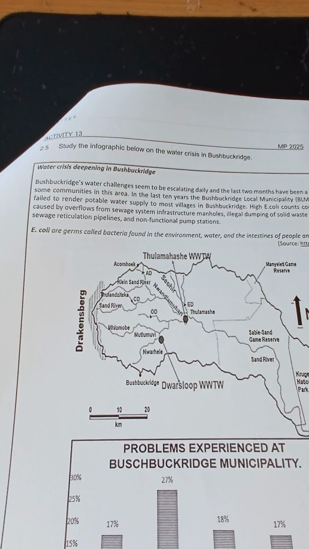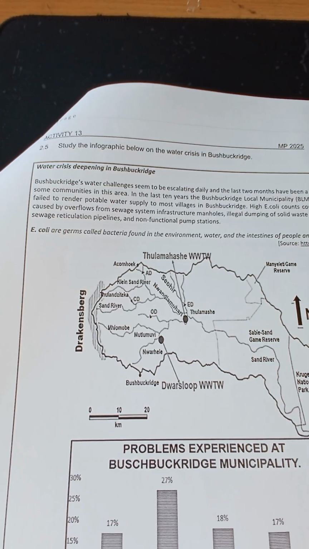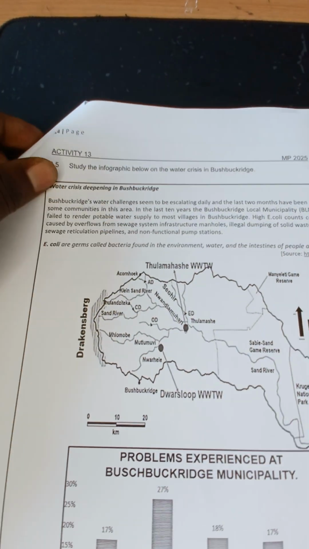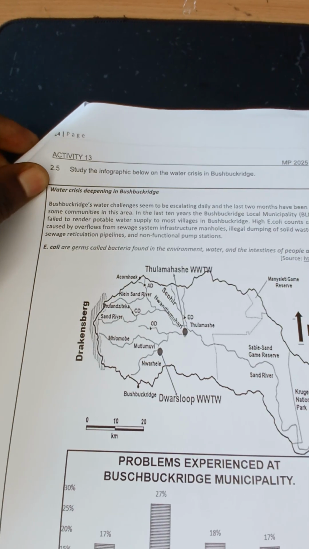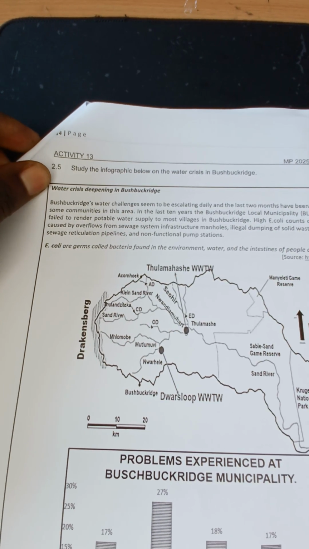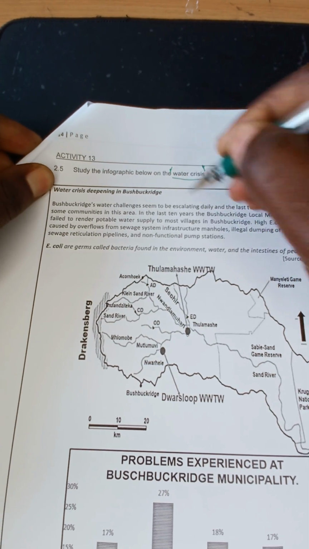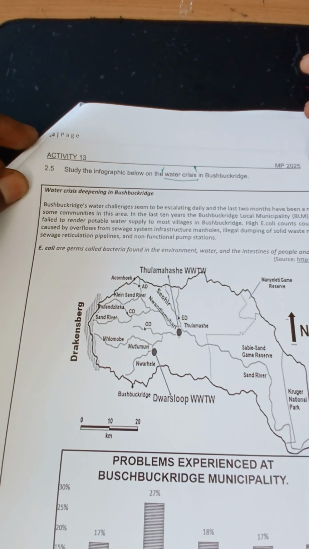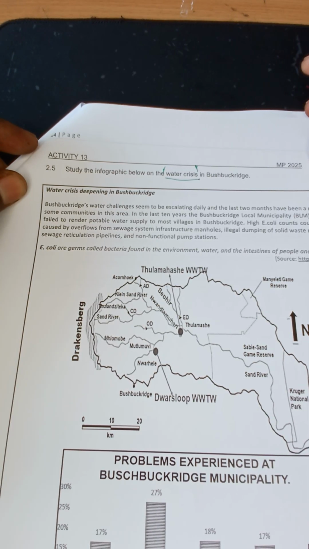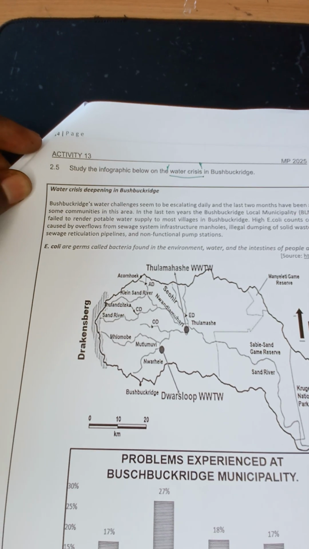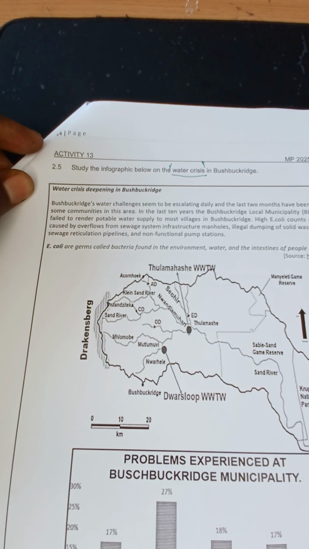I'm doing the last part now for my booklet of questions about geomorphology. This one, obviously, is about river management and catchment areas, focusing more on water crisis. Okay. Start with the infographic below on water crisis in Bushbuck Ridge.